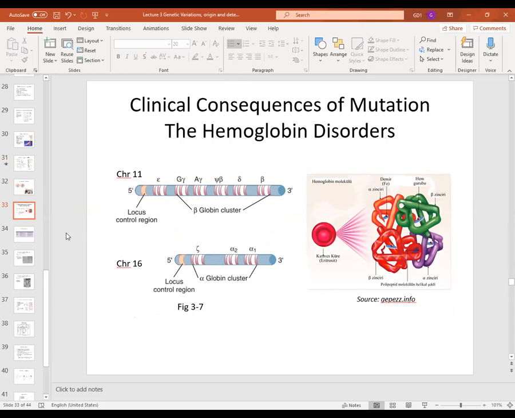Another one is, this one is very important, and in Vietnam we have a lot. The disease related with the hemoglobin gene. The hemoglobin genes are on 2 human chromosomes, chromosome 11 and chromosome 16. This is the beta globin cluster, and this is the alpha globin cluster, and some kinds of genes are expressed.